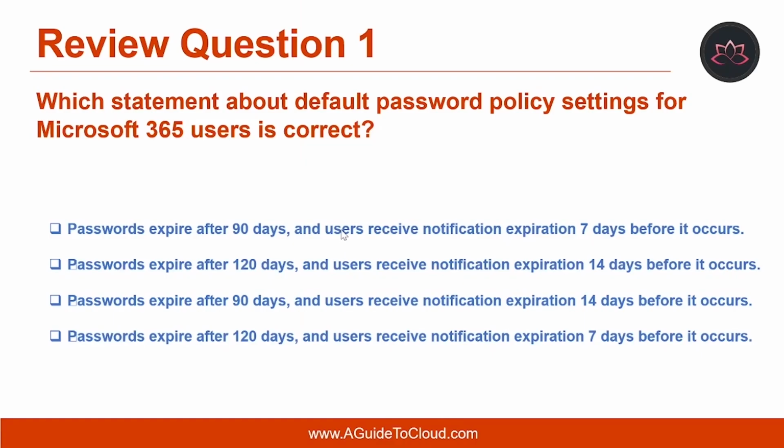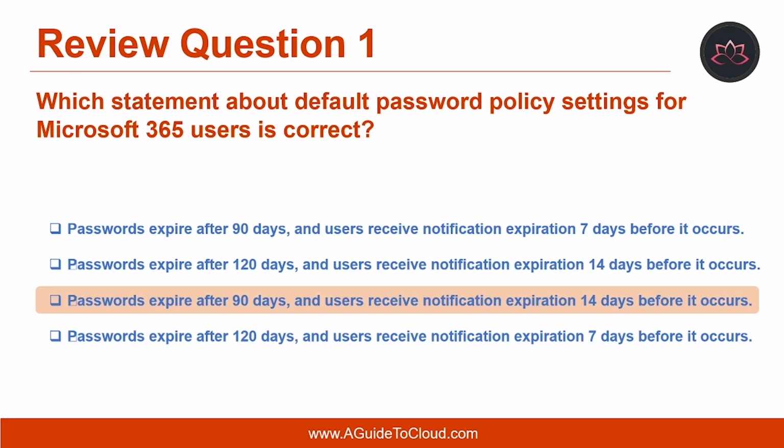In this section, we are going to go through identity synchronization and protection question answers. Let's look at the first question. Which statement about the default password policy settings for Microsoft 365 users is correct? The correct answer is passwords expire after 90 days and users receive notification of expiration 14 days before it occurs.